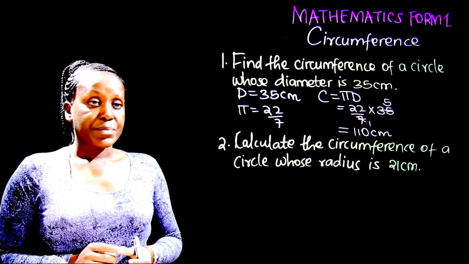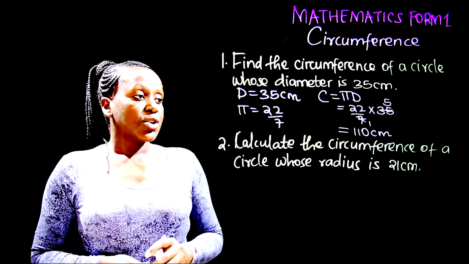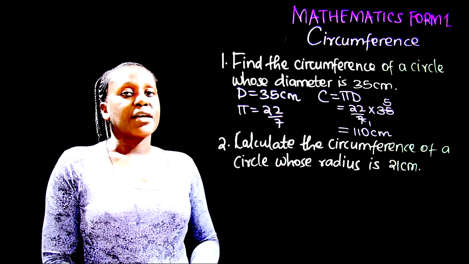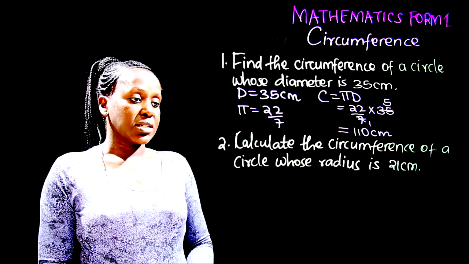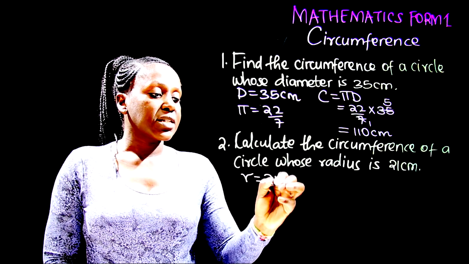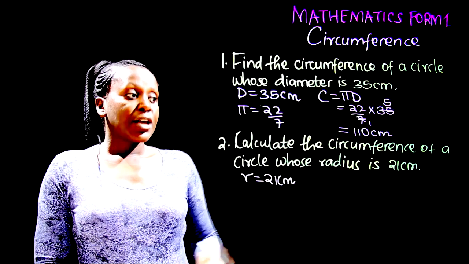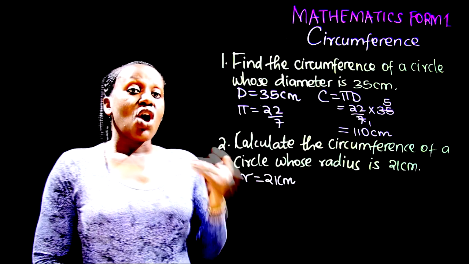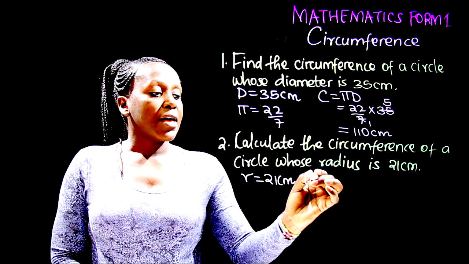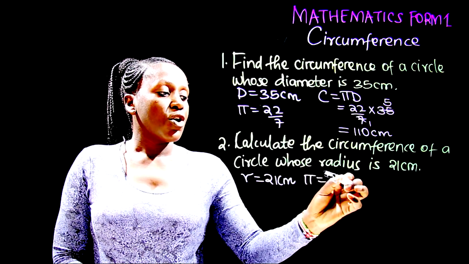In question 2, we are required to calculate the circumference of a circle whose radius is 21 centimeters. So here we have the radius as 21 centimeters. Then you realize that 21 is also divisible by 7. So we can use our pi as 22/7.